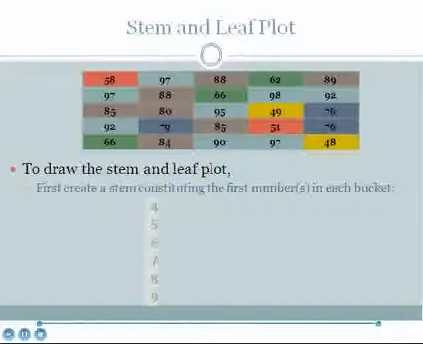The first step in building the stem and leaf plot is to draw the stem. The stem consists of listing the first numbers from lowest to highest in each bucket. In this case, we have values in the 40s, 50s, 60s, 70s, 80s, and 90s, so there are 6 numbers in the stem.